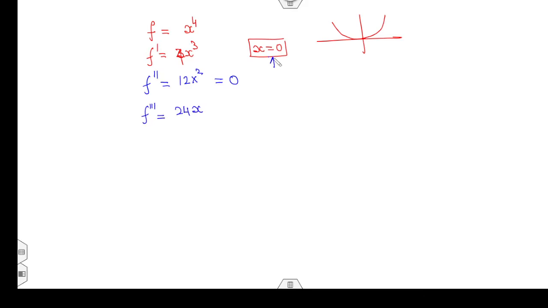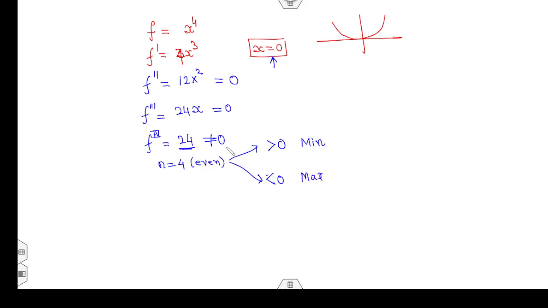24x, again at the point 0 is 0. Fourth derivative, which is 24, and it is non-zero. Now clearly n is equal to 4 is even. So once it is even, you have two cases. The first case is if the derivative is greater than 0, we get the minimum point. If it is less than 0, we get the maximum point, and the derivative is positive. Therefore x is equal to 0 is the minimum point. और वो ग्राफिकली से भी उतना ही है.